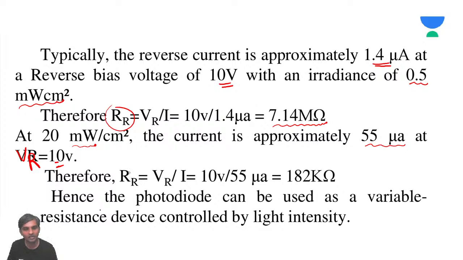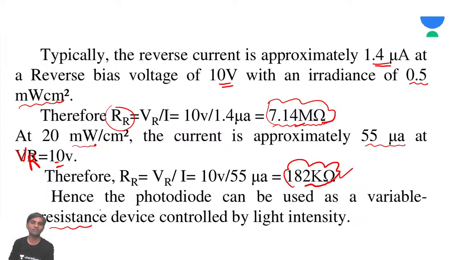Now you can see that for different values, different resistances come. Earlier the resistance was 7.14 megaohms, and now we got 182 kilohms. For the same voltage applied, the power dissipation is changing, so you get different resistances. Remember only one thing: a photodiode can be used as a variable resistance device, controlled by light intensity.